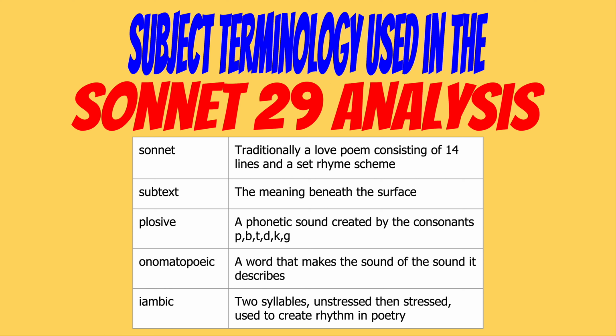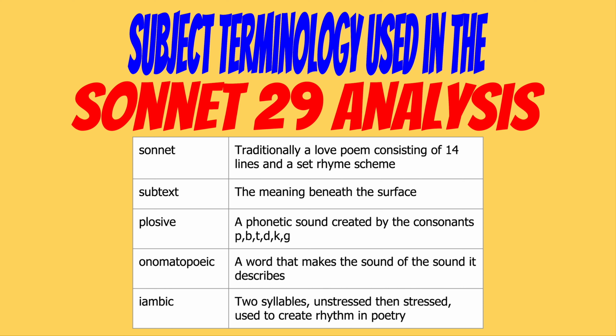The love poem form of the sonnet, a 14-line poem with a set rhyme scheme. This poem is a sonnet. Then there's subtext. The poem has meanings beneath the obvious, beneath the surface. So that's called a subtext, that's beneath the text. Sub, that prefix meaning beneath or below, like submarine.